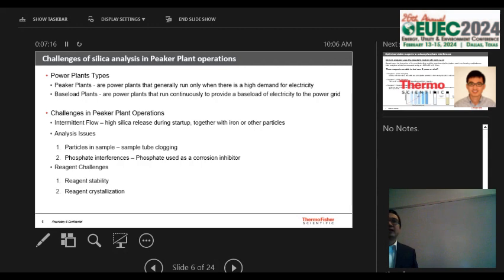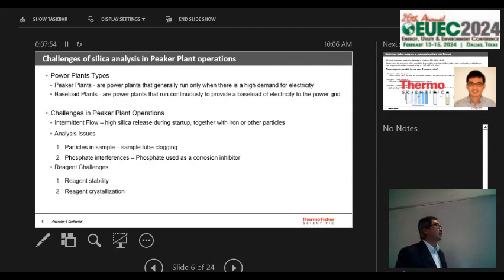Also, because our peaker plants are on and off, sometimes they're even off for weeks or months. We want the reagent to be really stable because we may not use it for a while. We want the reagent to still be in liquid form, not crystallizing, not precipitating on your sample tube or reagent line, so that it's not going to be no good after you come back to operation. So these are the challenges for our reagents. In our research, we optimized this reagent formulation to deal with this, which I will talk about in the next few slides.